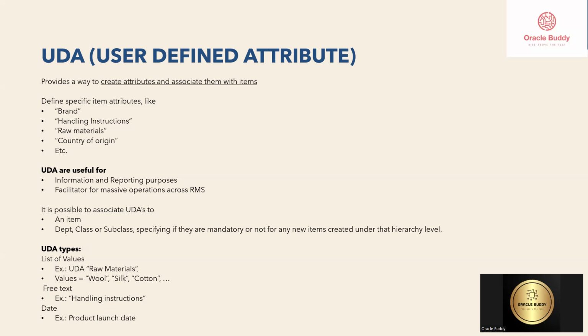There are three UDA types. One is list of values, or LOV. For example, the UDA is raw materials and the values will be wool, silk, cotton. Another is free text, like a handling instruction. The third is a date, like whether it is ready to ship or ready to sell. Or if you want to mark out of stock, you can create a date UDA, so that on this particular date it will be marked out of stock.